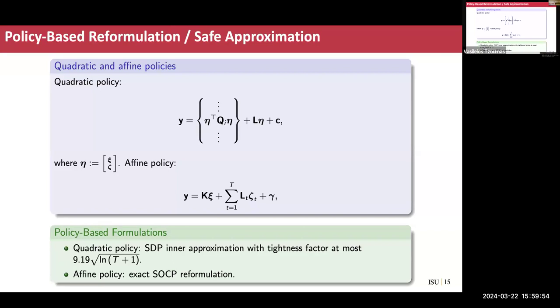Whereas for this quadratic policy problem, even though it seems more powerful, right? It seems to just dominate this affine policy, we see that we don't actually have a tractable reformulation. We only have an SDP inner approximation with a certain tightness factor. And what that ends up meaning is that the two reformulations or approximations are actually incomparable. And we will also see that from some of the simulation results that we have. But yeah, that's a great question.